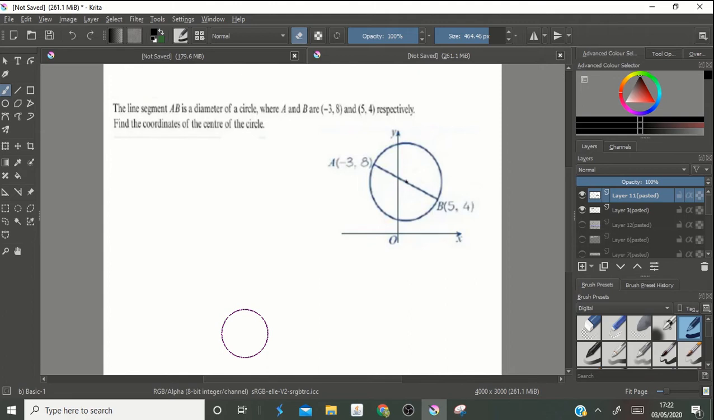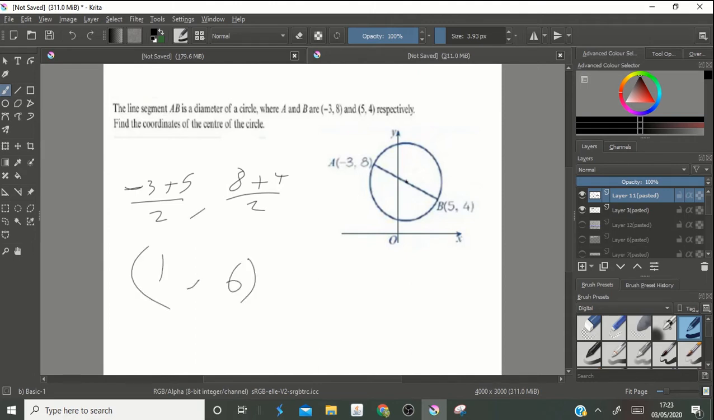We can calculate the midpoint of the line by calculating the average of the 2 points. So in this case, that will be minus 3 plus 5 over 2 for the x, and 8 plus 4 over 2 for the y. So that comes to 1, 6 for our centre of the circle. And with that, that concludes the finding the centre of the circle.